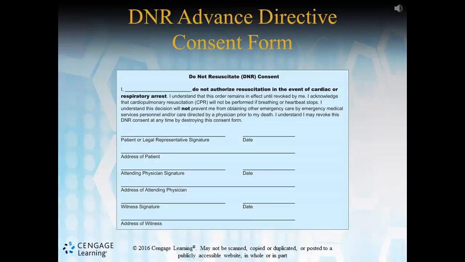Here's a sample of an advance directive for a patient. In this case, the patient does not wish to be revived in the event of a cardiac or respiratory event. If this were to occur, the patient wishes to be allowed to pass on rather than receive treatment.